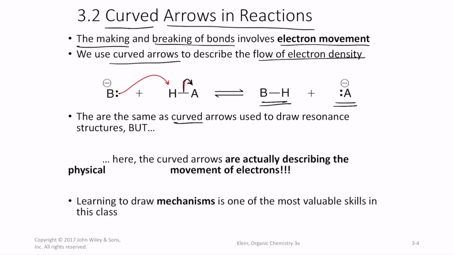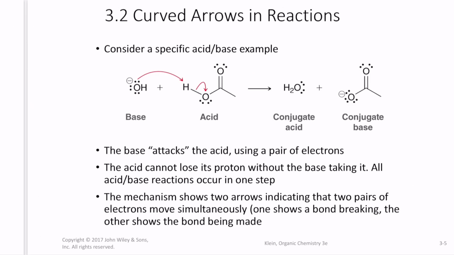These are the same curved arrows that you used in drawing resonance structures, but here we are trying to show the actual physical movement of the electrons. So here we are actually showing how the electrons move. Learning to draw these mechanisms is one of the most valuable skills in this class. Once you know how to draw these mechanisms, you will be able to draw any general organic chemical mechanism and understand how the mechanism generally works.